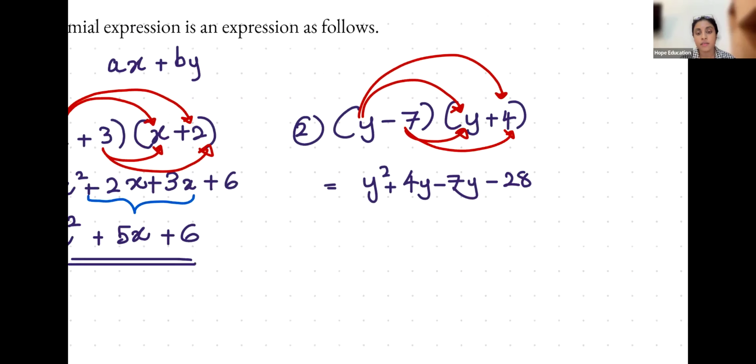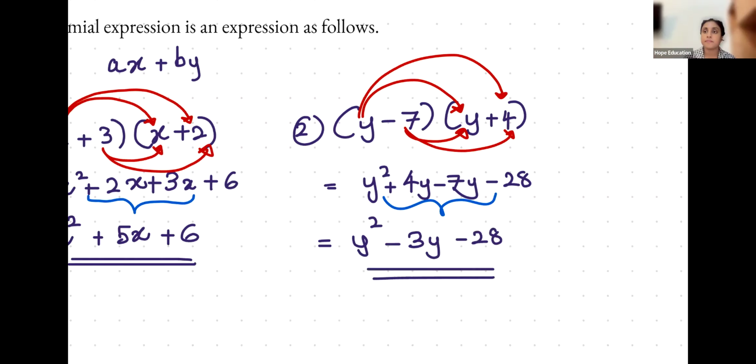Then y squared. Here what do I have? Plus 4y minus 7y. These are different signs, so what do we do? We subtract the small number from the big number. The big number is 7, the small number is 4. 7 minus 4 answer is 3. So 3y, and you put the sign of the big number. The big number is 7 and the sign is minus. So I put minus. Okay? And I have minus 28. Is this also clear?